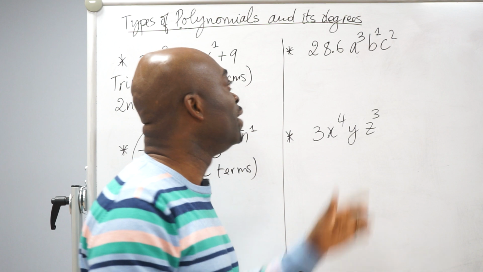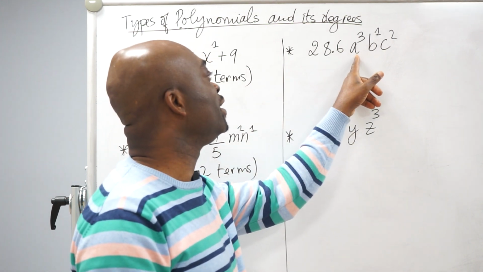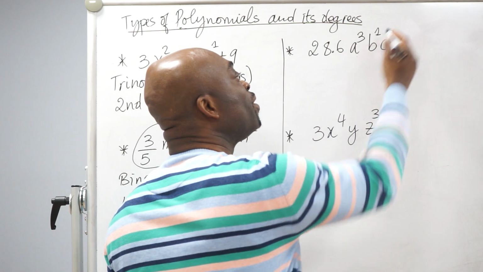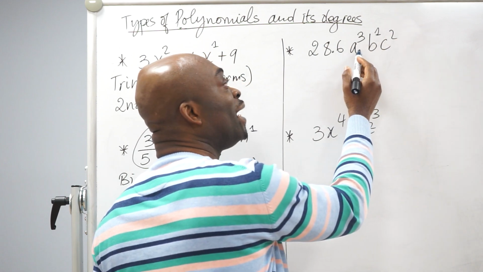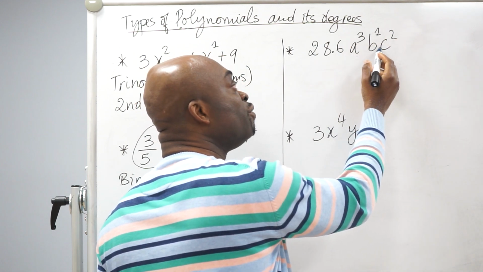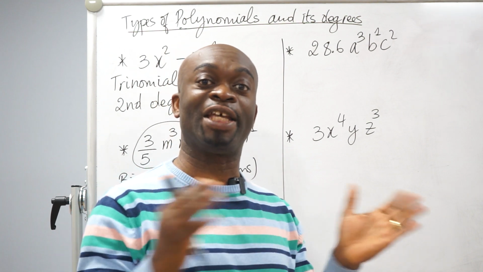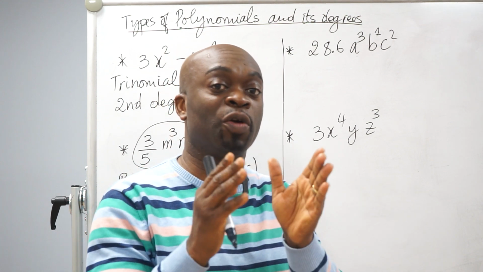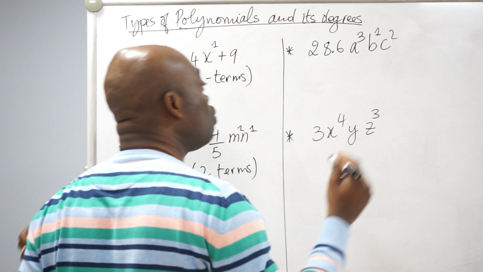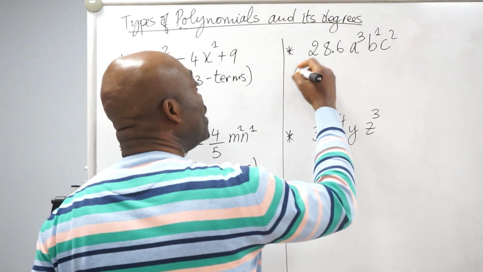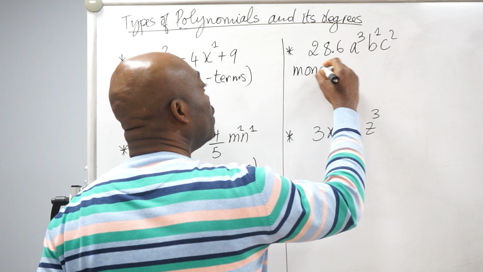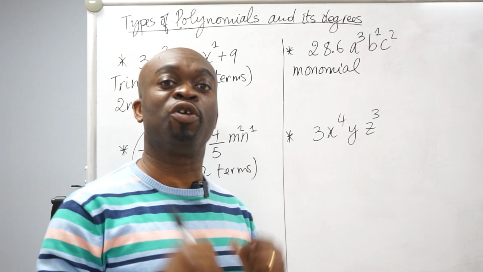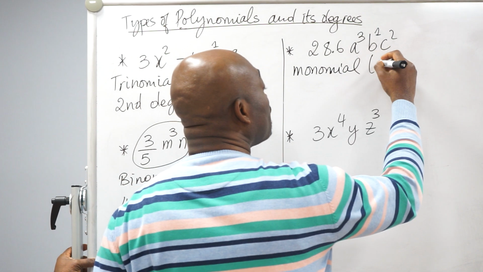All right? So how many terms do we have here? In this case, as we learned about terms, this is 1 term. Because remember, there is no sign between the a to the third and the b. That actually means multiplication. They are all pasted together, so it's 1 term. So if it's 1 term, what is the polynomial type? It's going to be a monomial, which is 1 term.